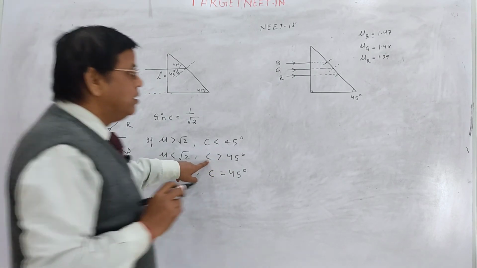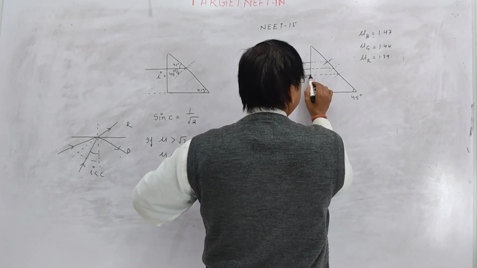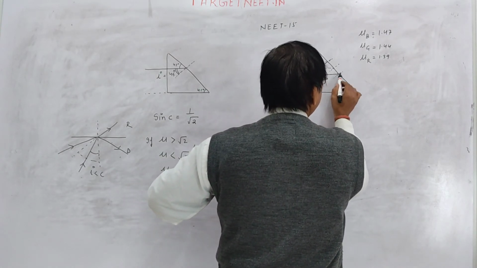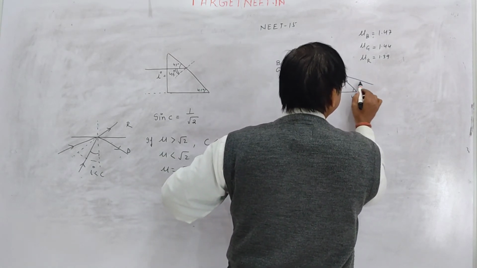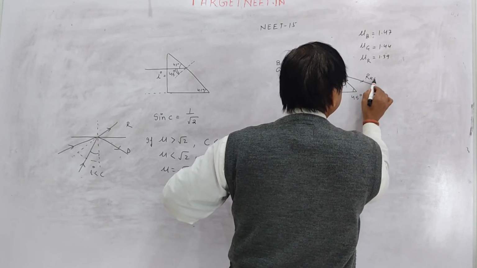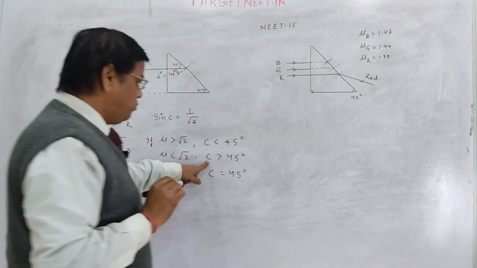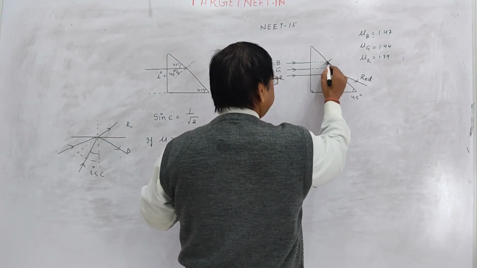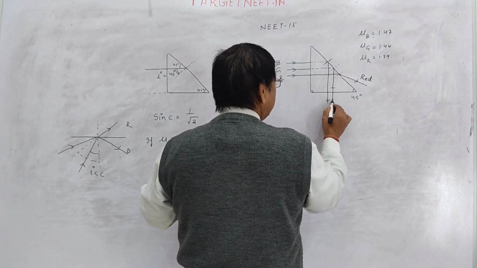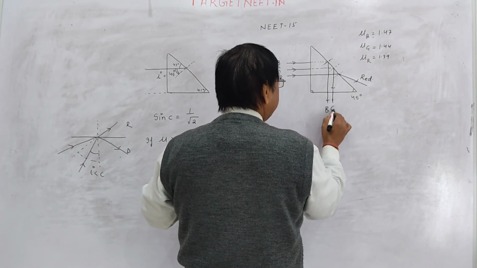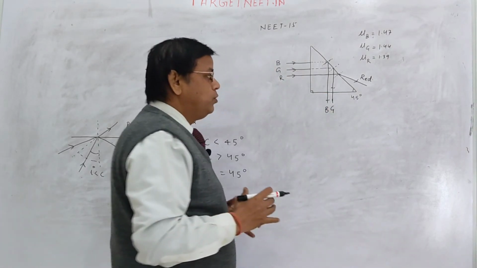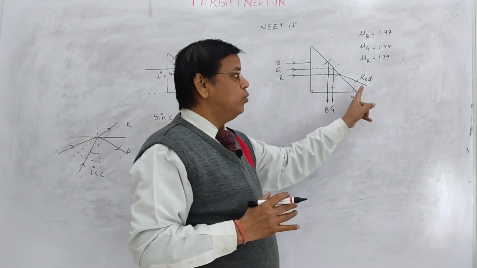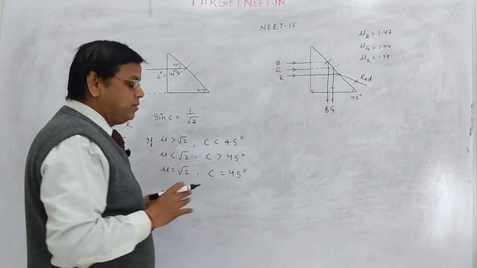It means red color will be refracted. And for all other colors, there will be total internal reflection. So blue and green color will come together and red color will go in this side. So that is your answer.